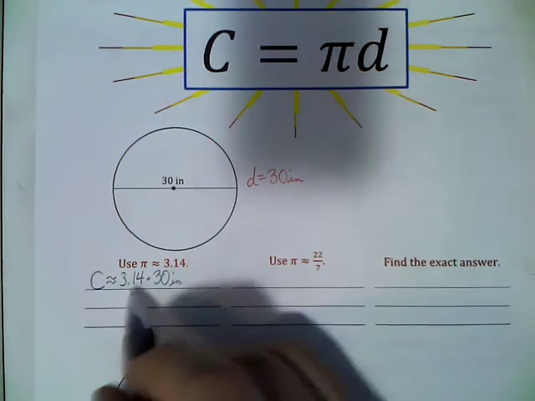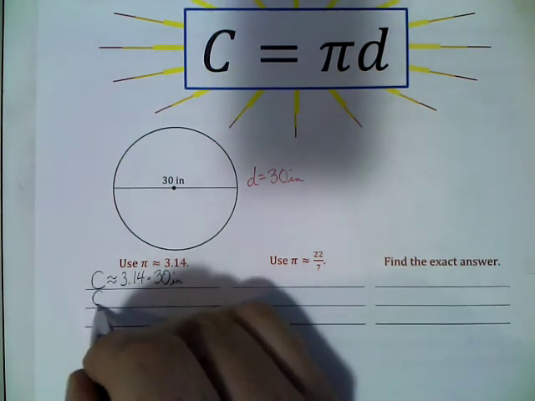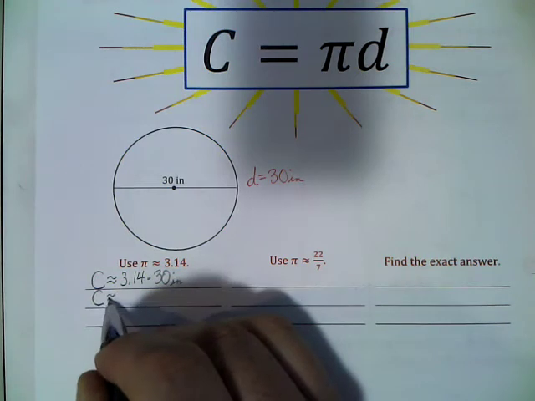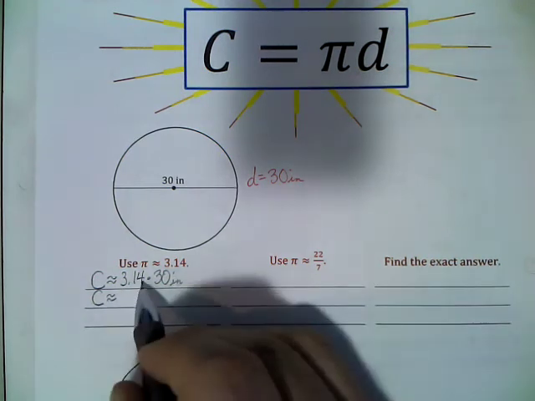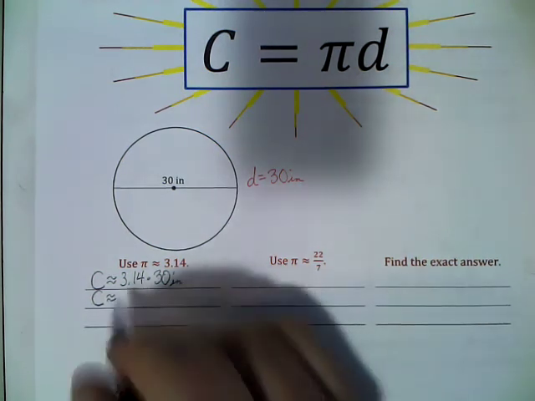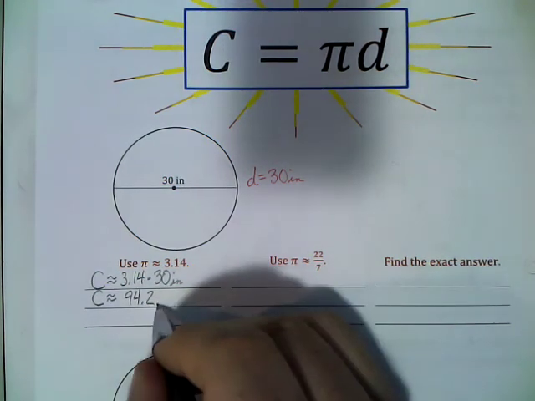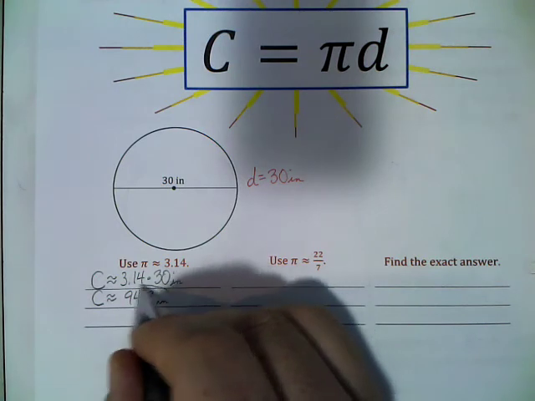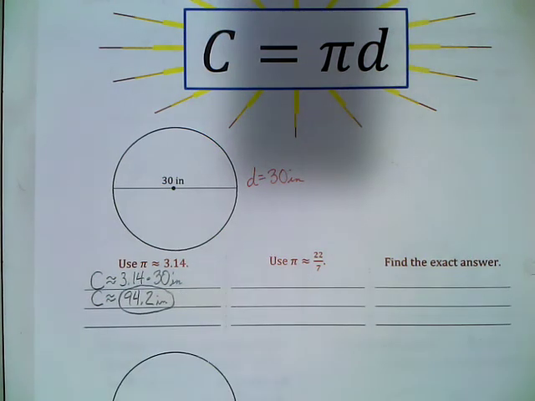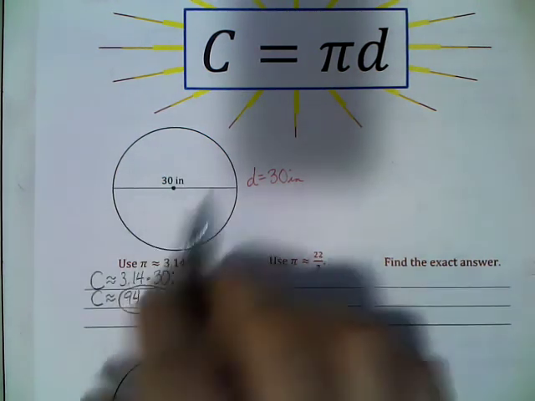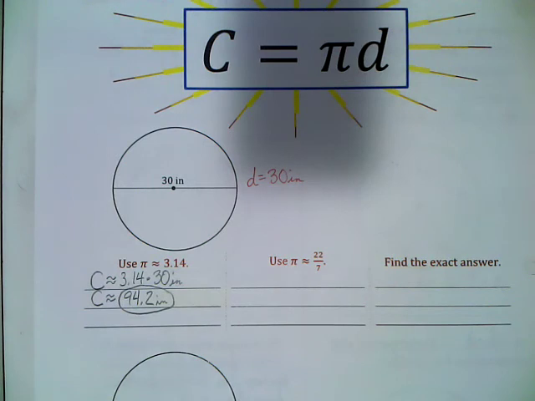And now we just do what it says. So if this is approximately equal to, then this still is. And if we take 3.14 and times it by 30, we get 94.2, and the inches tag along. So this is approximately 94.2 inches around, or at least it would be if it was written to its full size. So that was pretty simple.